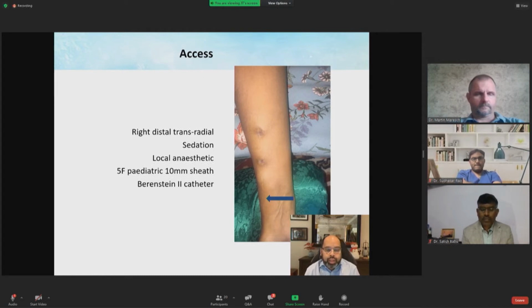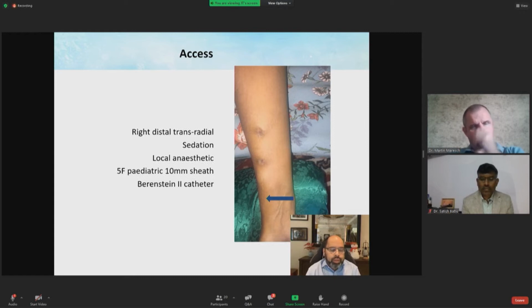So we gave sedation as we normally do with midazolam 1 milligram. We injected local anesthetic, and then we used a 5 French pediatric 10 millimeter sheath. It's important to point out that when using the distal trans-radial access, we need to use open needles and not the closed needles which go through and through.